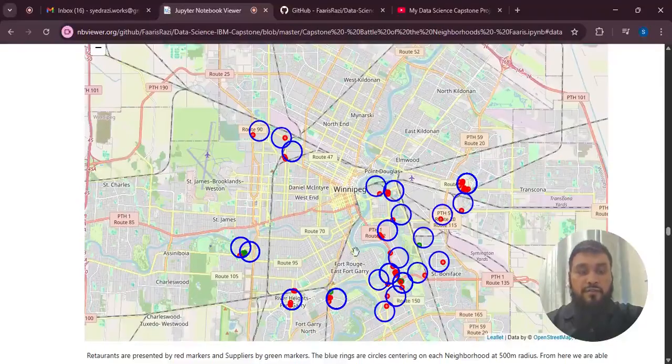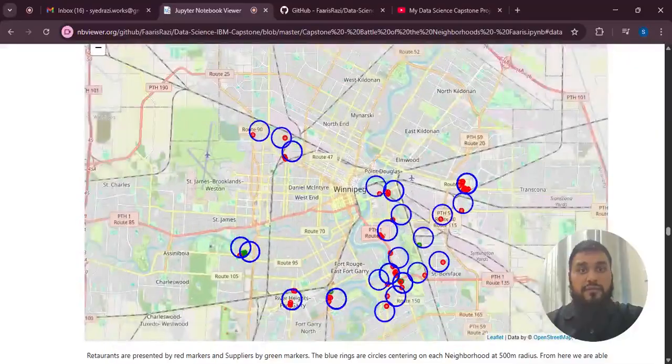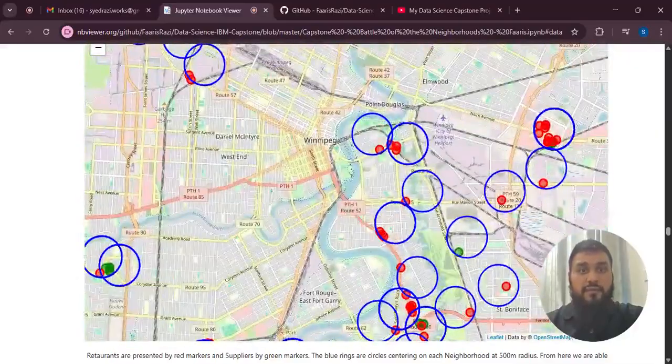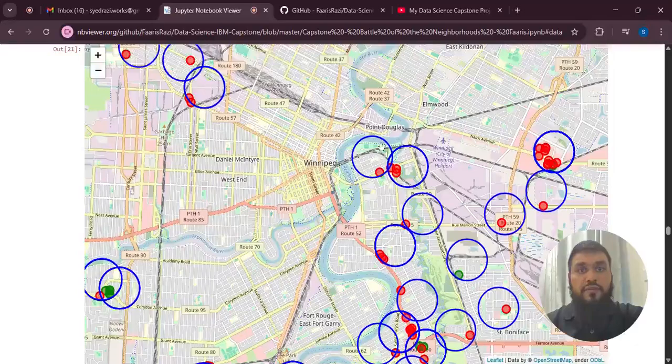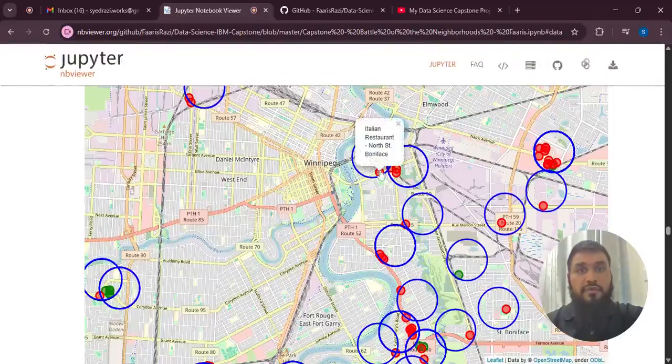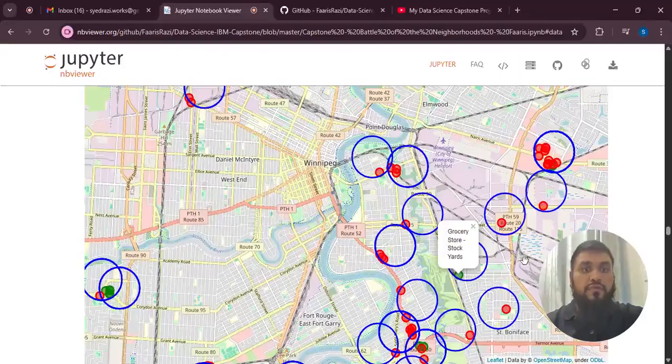And then we have here all the red points that you see. So these are our focused neighborhoods and blue rings within 500-meter radius. And the red points that you see are the restaurants within each neighborhood. So this is an Italian restaurant in St. Boniface. The green marks that you see will be grocery stores within that neighborhood. So this one here, for example.